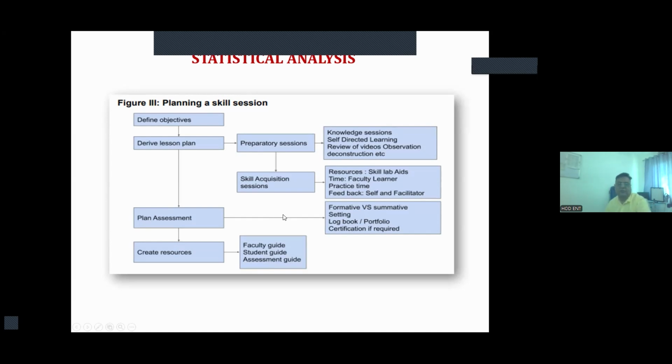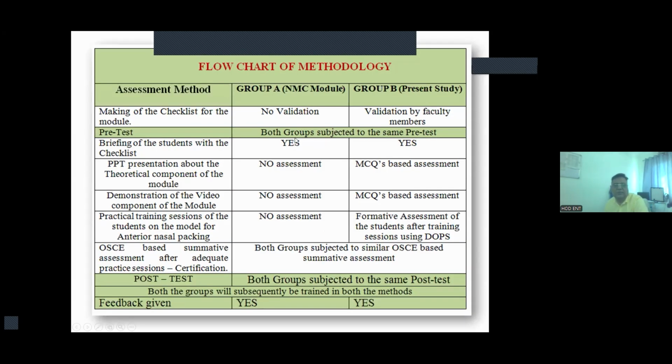The methodology: this is the methodology that I adopted. I divided the students into two groups with n equal to 25. Group A was the NMC module, and Group B was the module of the present study. And the difference in the evaluation was making the checklist for the module.